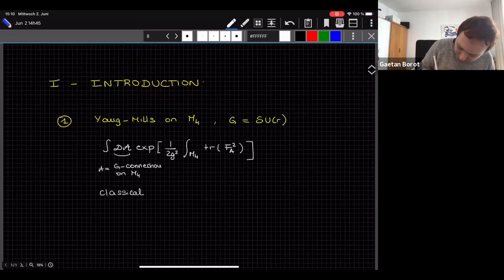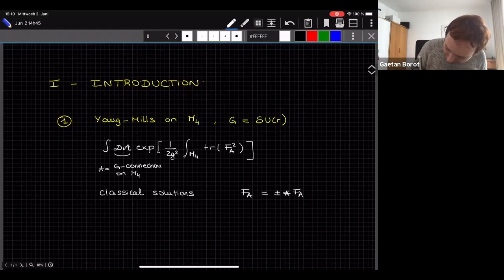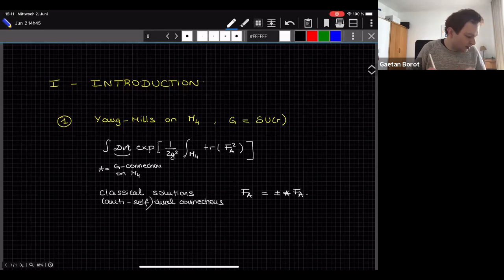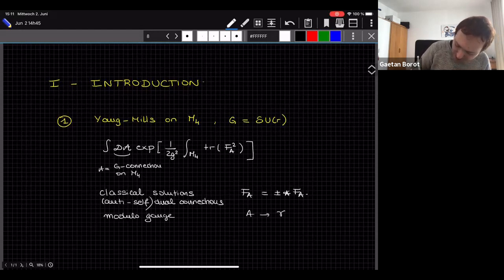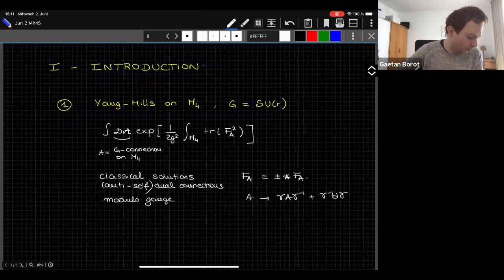So in order to make sense of that, first you look at the classical solutions, so the critical points of this action. And this is described by the anti-self-dual connections. So here the star is the Hodge star. M4 is a Riemannian compact manifold. So anti-self-dual connections. And of course, this is a gauge theory, so you want to consider that up to gauge transformations. That is, you can change A to gamma A gamma inverse plus gamma inverse d gamma, where gamma is a group-valued function on M4.